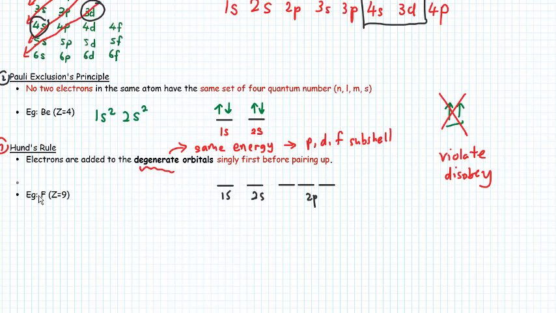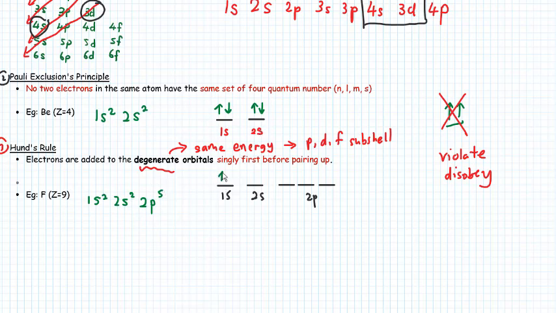Okay, so let's look at the example of fluorine. For fluorine, we have 9 electrons because the proton number is 9. We start with 1s2 and then 2s2. Of the 9 electrons, 4 have already been filled, leaving another 5 electrons. These 5 electrons will go to the 2p subshell. In total, the number of electrons should be the same as your proton number. So we have 1s2, 2s2, 2p5.